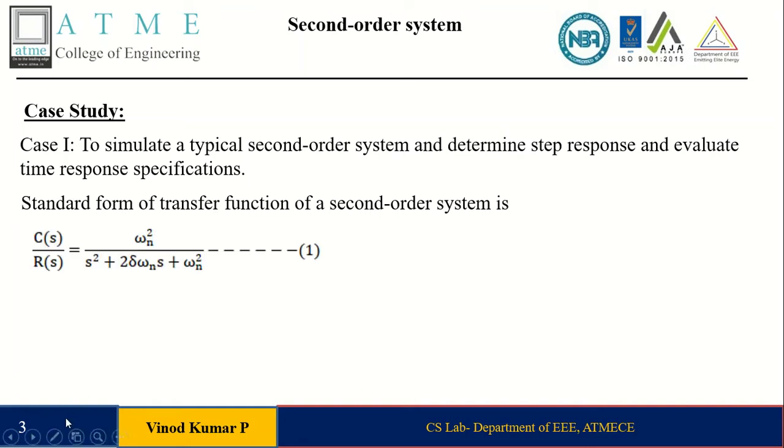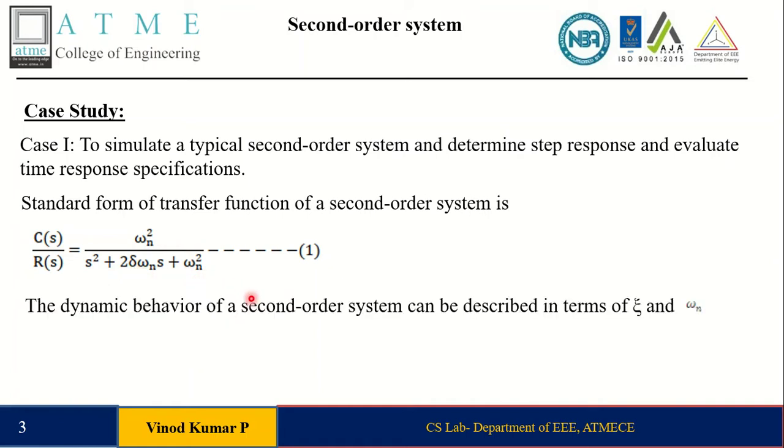I hope you are familiar with the standard form of the second order system, where C(s) by R(s) is given as omega n square divided by s square plus 2 zeta omega n s plus omega n square. The dynamic behavior of a second order system can be expressed in terms of zeta and omega n. Here zeta and delta are the same; in a few textbooks they use different nomenclature, but both notations are the same.